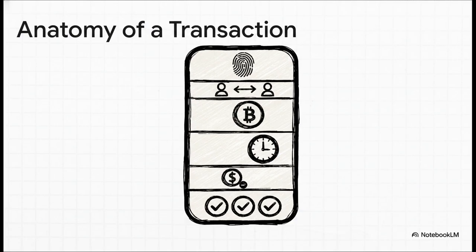So when you click on a single transaction, you get its whole life story. You get the transaction ID, or hash, which is like its unique fingerprint. You can see who sent it, who received it, the exact amount, the timestamp, the little network fee that was paid, and, most importantly, its status, so you know if it's still pending or if it's fully complete.